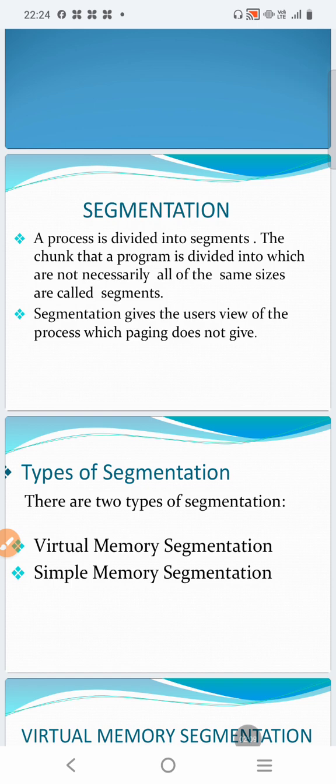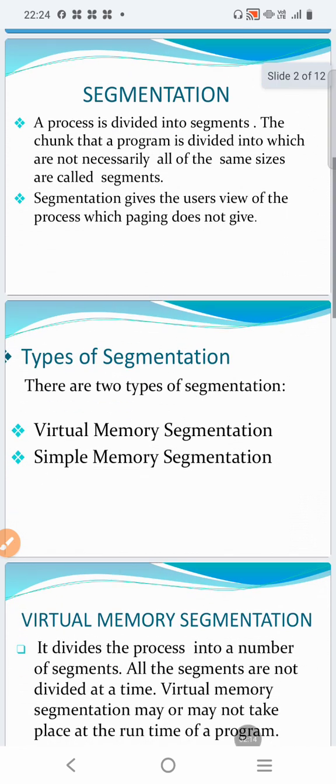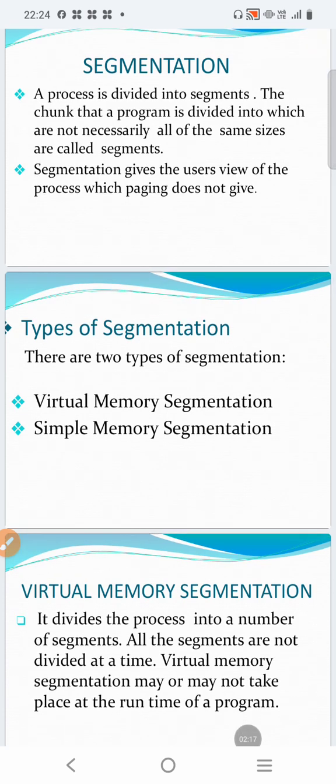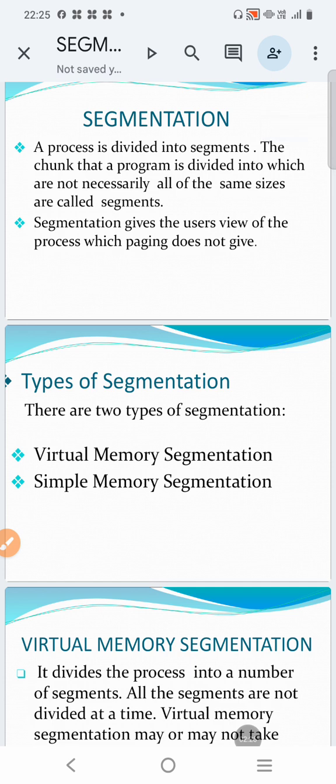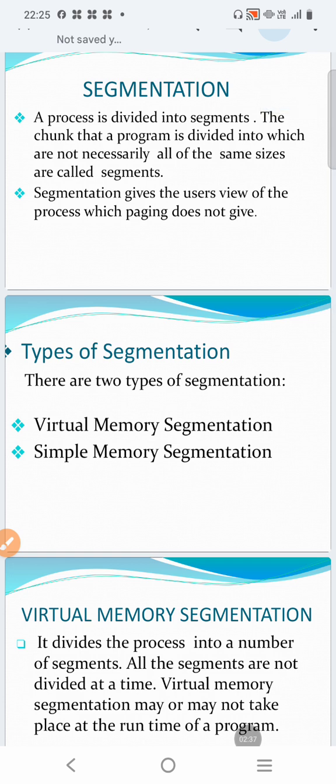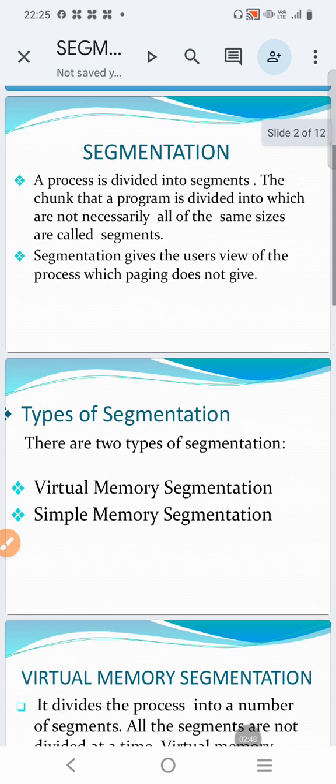Segmentation is also a non-contiguous memory allocation. Non-contiguous memory allocation means that wherever free memory space is available in the main memory locations, it will be allocated to the segments according to the free space available. In contiguous memory allocation, only a single block of memory is allocated to the corresponding process, but in non-contiguous allocation, wherever free space is available, it is allocated to the particular segment or process.